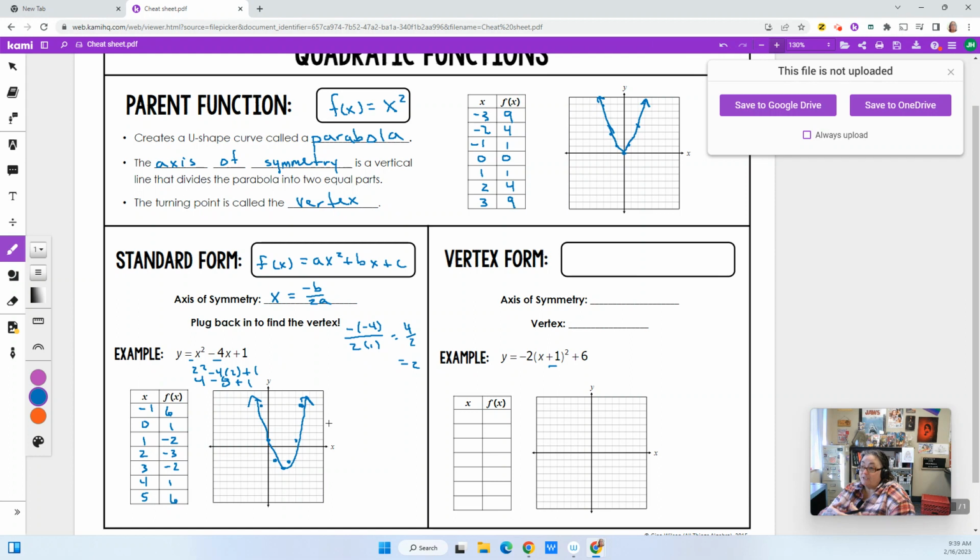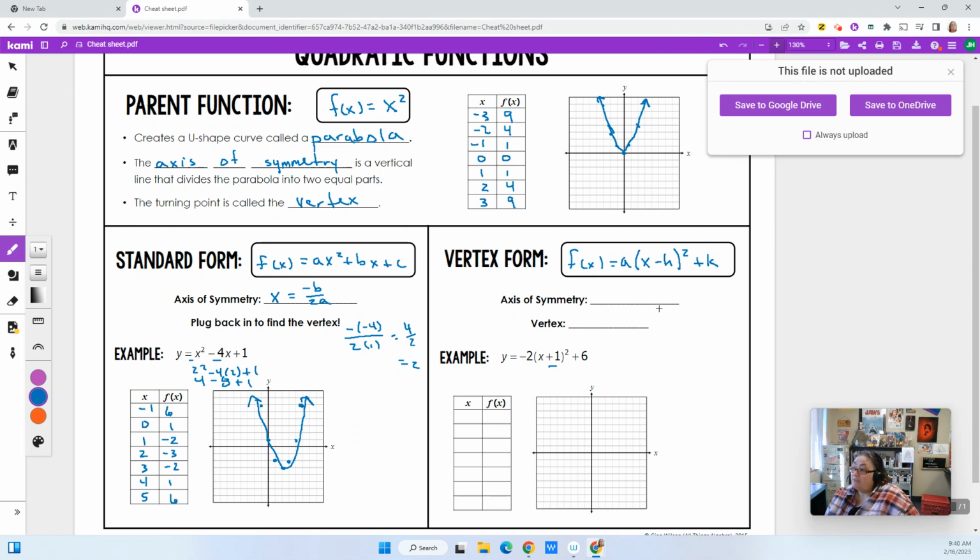So we've got our parent function. We've got our standard form of a quadratic function, right? And now the last thing that we have to talk about is the vertex form, which should be the freshest in your mind, right? So that vertex form is just f of x equals a times x minus h squared plus k, right? And this is the one we've spent the last week looking at, right?